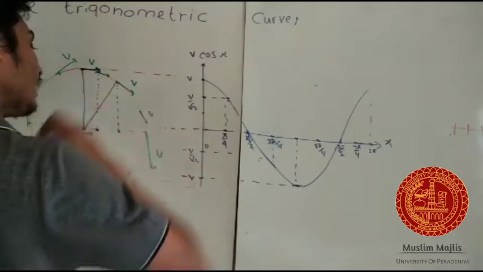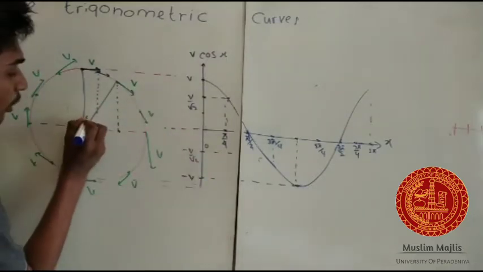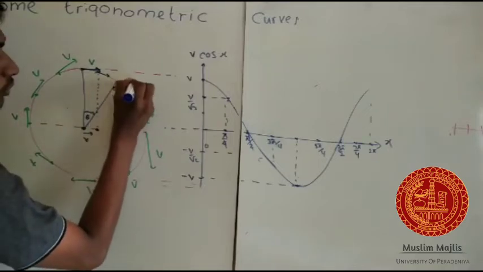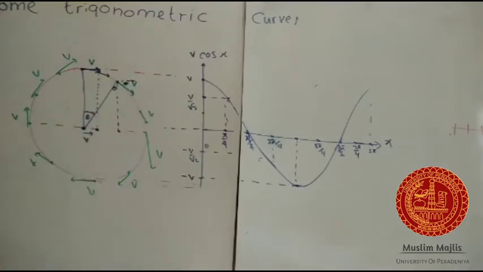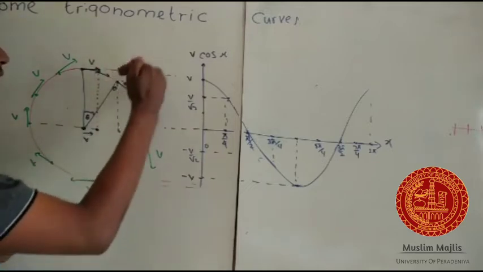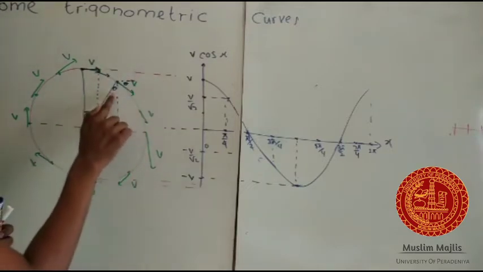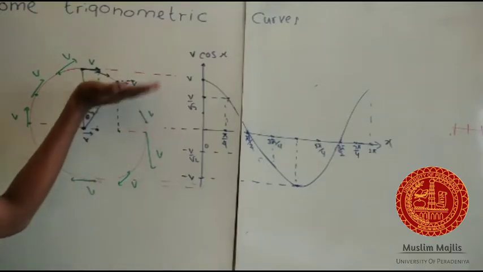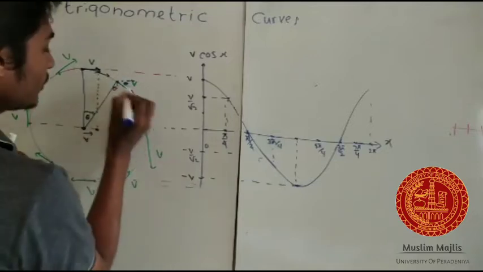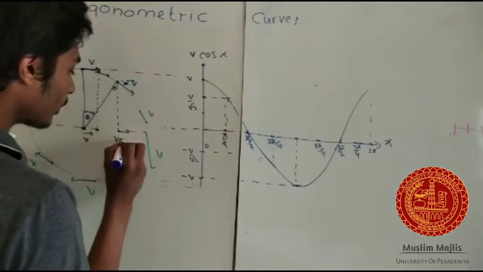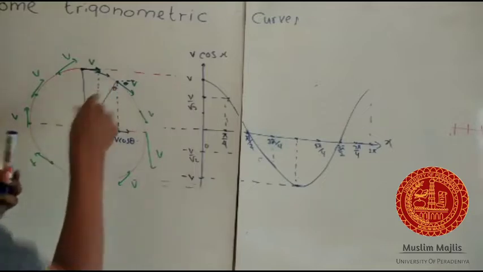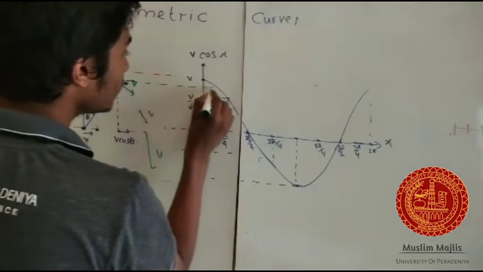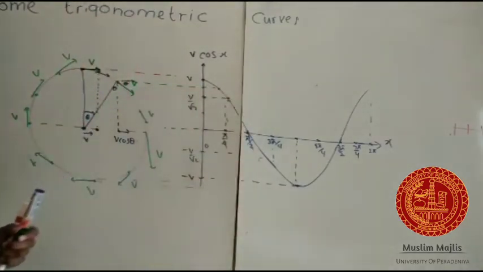Now if I draw a line like this, and if this was theta here, this is also theta, this is also theta. Now we are going to consider the horizontal component of this velocity. So what is the horizontal component? V cos theta. So V cos theta will be the horizontal component. This value of the velocity is the same as this value here, so this will be the theta value there, right?